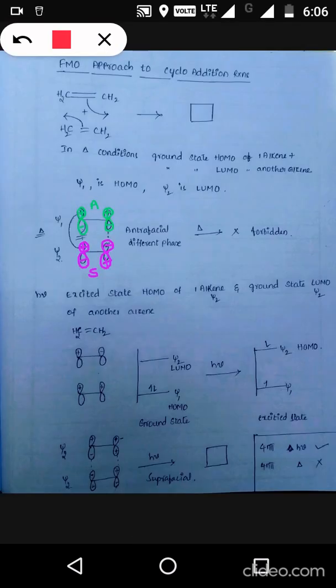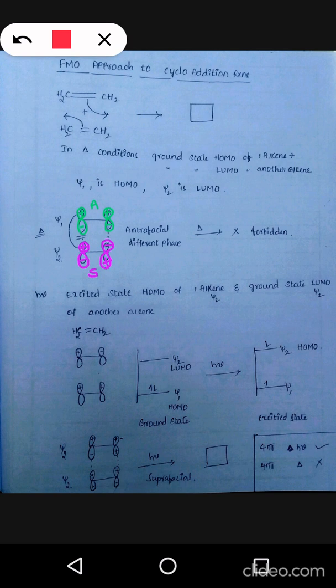Now, for considering the FMO approach, we first have to consider the molecular orbitals of the two ethene molecules which are participating in the chemical reaction. For this, consider the HOMO of one ethene and the LUMO of another ethene. HOMO is the highest occupied molecular orbital, so it has electrons, and LUMO is the lowest unoccupied molecular orbital, so it does not have electrons and it is vacant. So a filled orbital will react with a vacant orbital to form a bond.